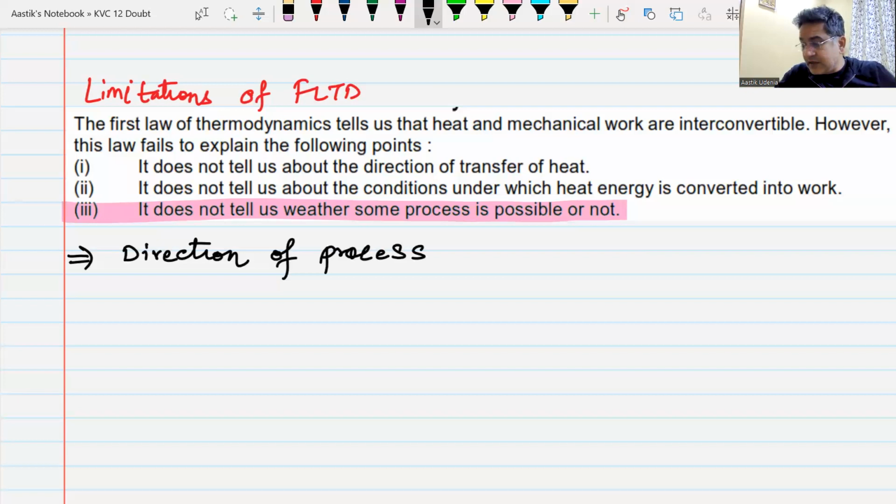Anyone? Any doubt anywhere? Please let me know. Everyone has noted this down? Yes, sir. They can ask this question in a NEET exam. They can ask this question in a JEE exam. What is the limitation of the first law of thermodynamics?